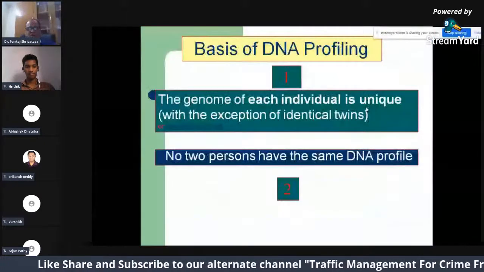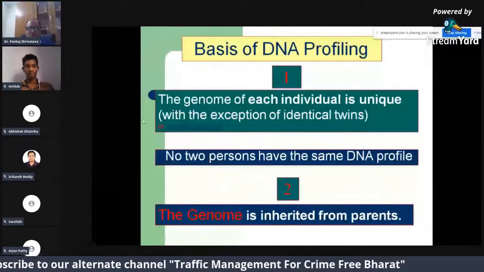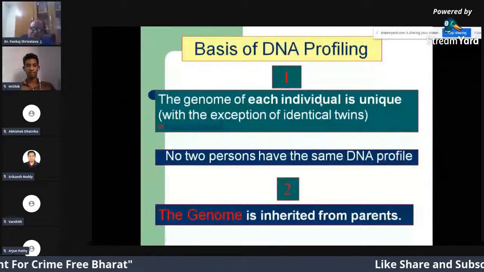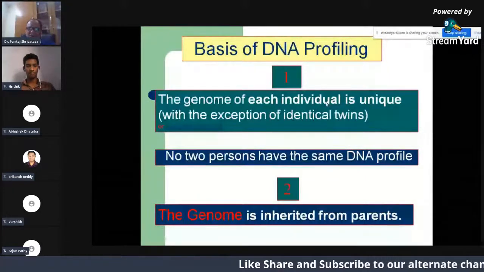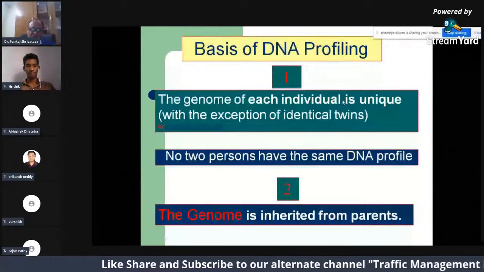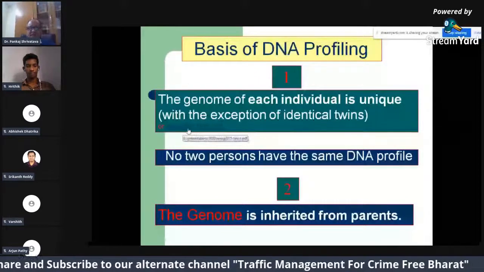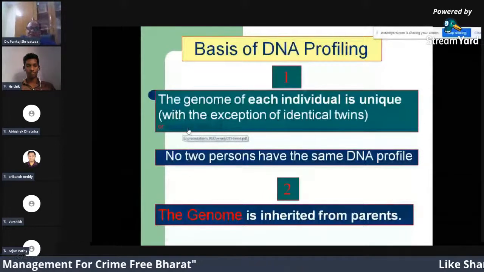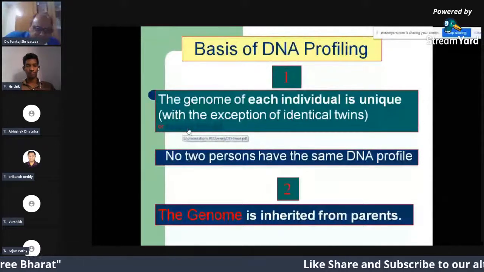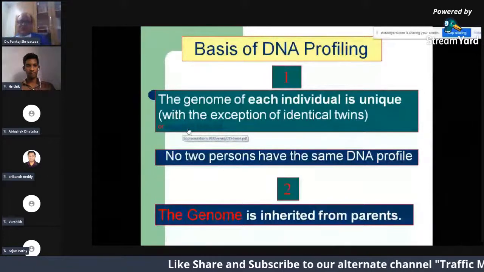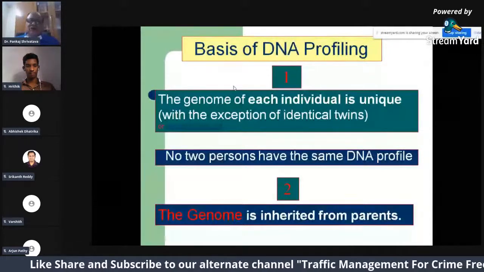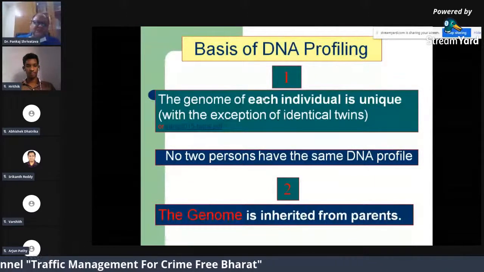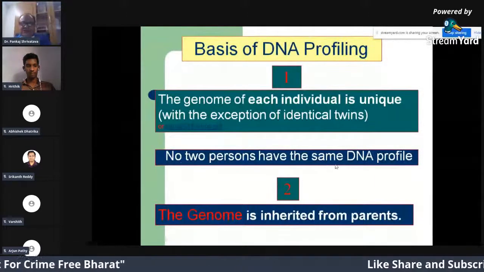So if you talk about the basis of DNA technology, the genome of each individual is unique with the exception of identical twins. Now this was the only lacuna with DNA technology, and this was resolved if you see the Wang et al. paper in 2015. Okay, this paper shows that even biological identical twins can be differentiated by using next generation technology. So now this only lacuna in DNA technology was also resolved. Now what this basis says is that no two persons have the same DNA profile.